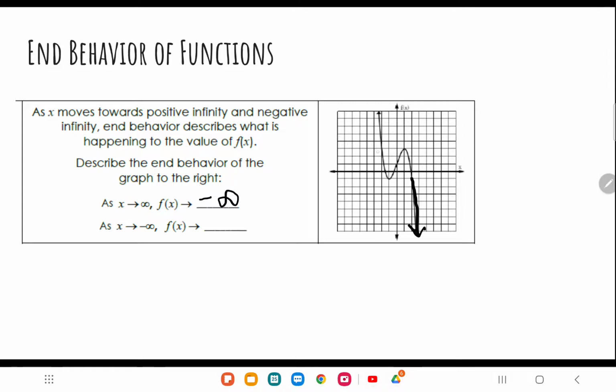On the other side, as x goes towards negative infinity, the y values or f of x values tend towards positive infinity. Those of you who are going on to take calculus, please note that this will look a little bit different when you start discussing global limits, but this notation is just fine for us right now.